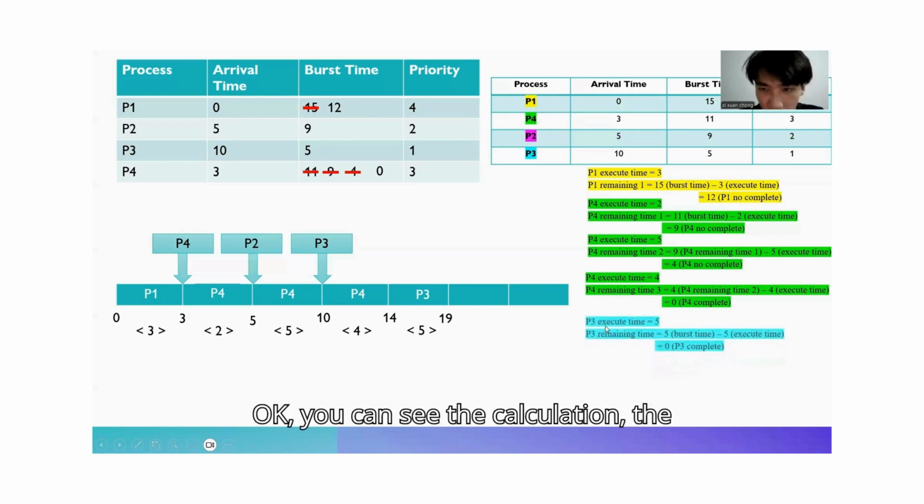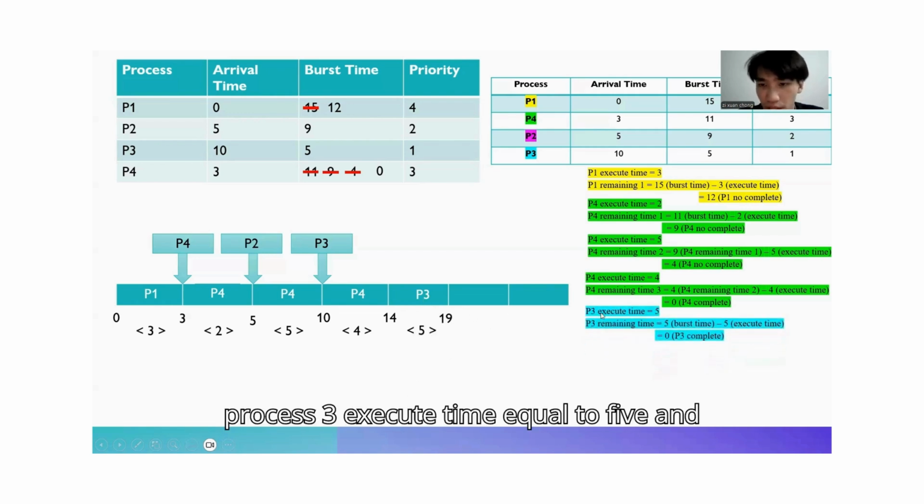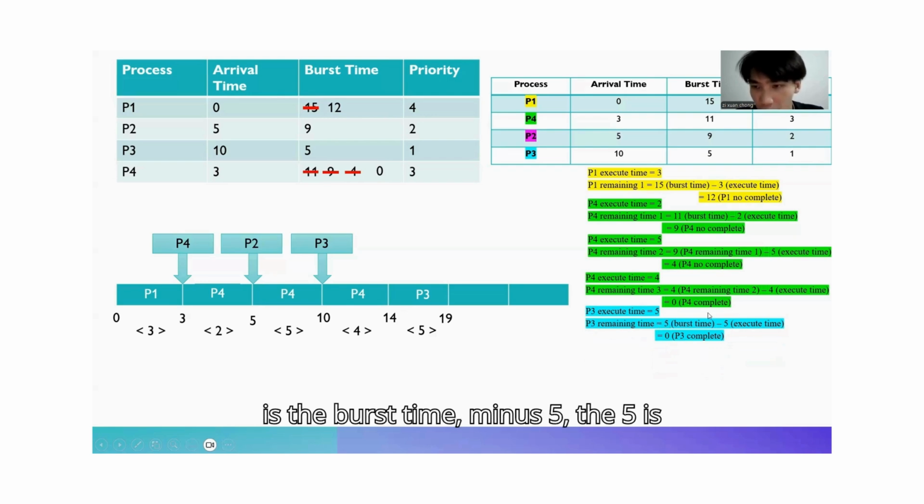Okay, you can see the calculation. The process 3 execute time equal to 5, and the P3 remaining time equal to 5. The 5 is the burst time, minus 5. The 5 is the execute time. 19 minus 14 equal to 0. The P3 is complete.